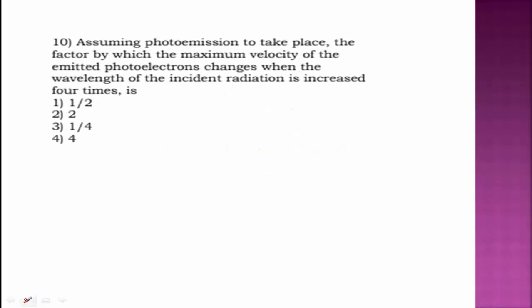The next question is here. Assume photo emission takes place. The factor by which the maximum velocity of the emitted photoelectrons changes when the wavelength of the incident radiation is increased 4 times. According to the Einstein photoelectric equation, hc divided by lambda is equal to work function plus the maximum kinetic energy. It is in the form of energy E is equal to work function plus kinetic energy. This is the maximum kinetic energy.